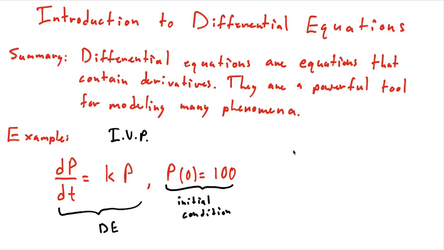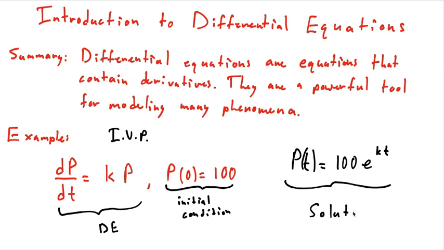Well, that's called the solution. And for this example, the solution is the population at any time t is equal to 100 times e raised to the kt power. This is the solution to this differential equation. It's a function, and if we were to take the derivative, dP/dt, we would see that the derivative is equal to k times this function. This function satisfies the differential equation.